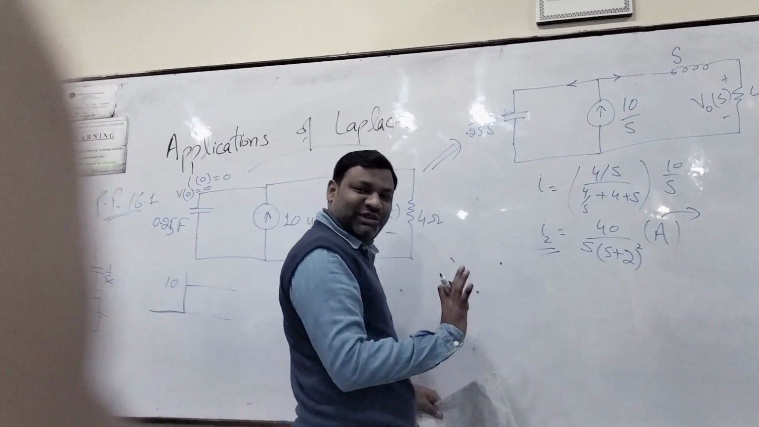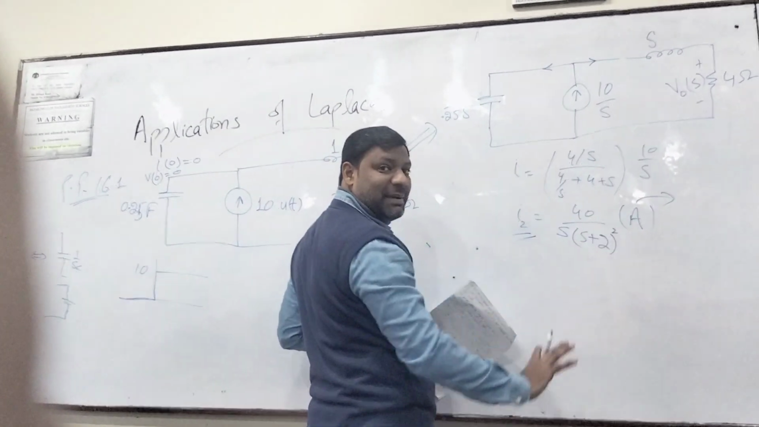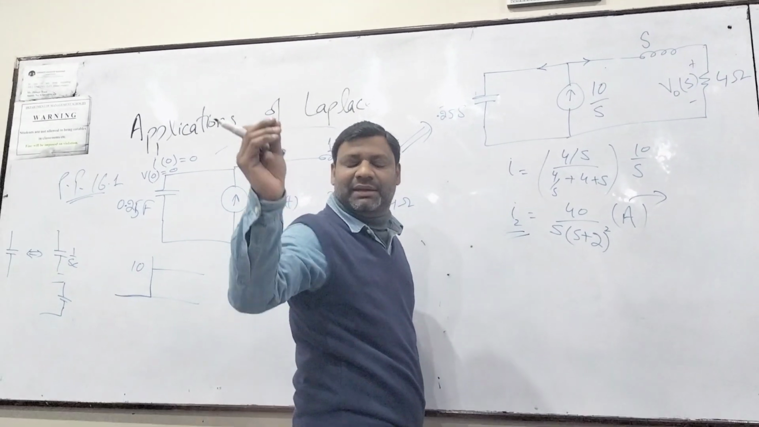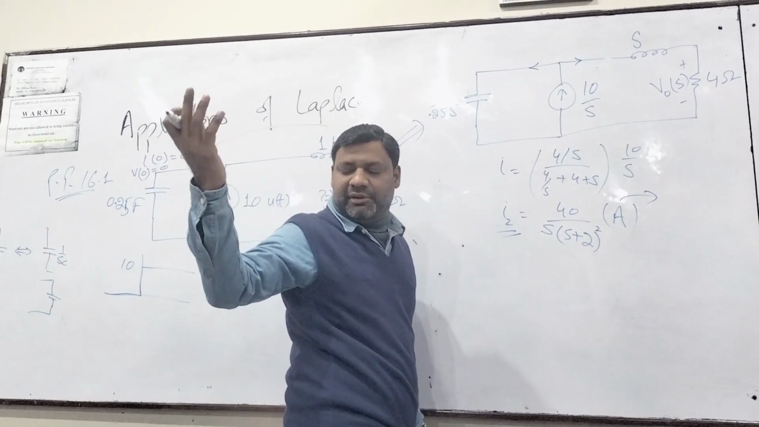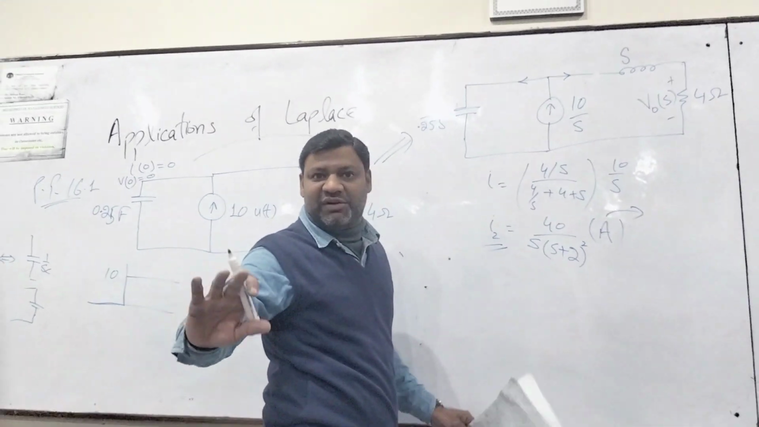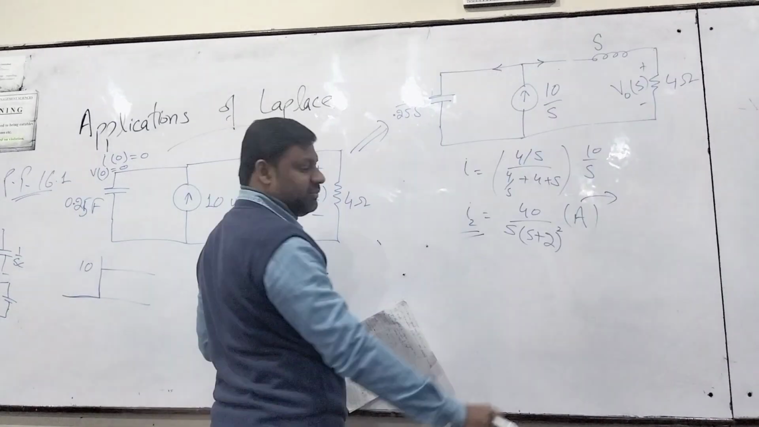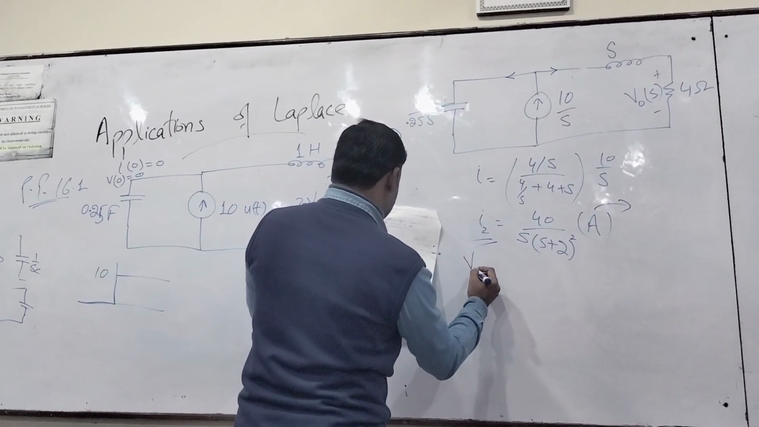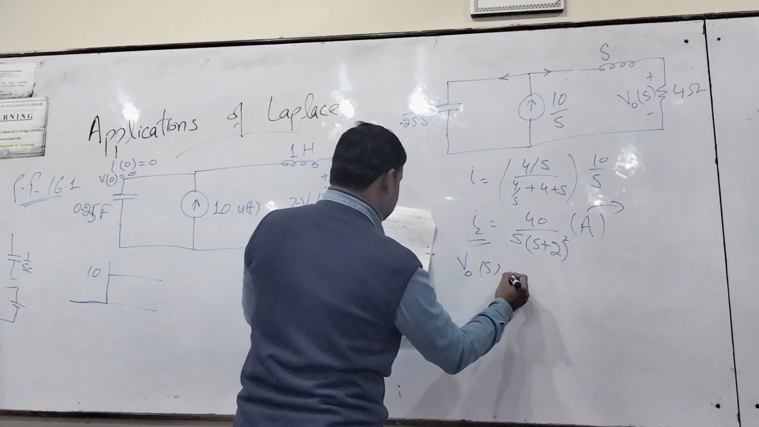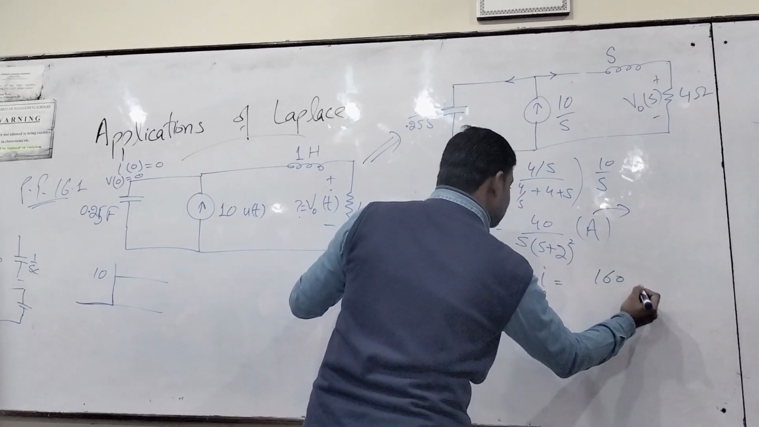Rest of the thing is okay. When you solve this by applying current divider, nodal analysis, or voltage divider, whatever method you have suggested, inshallah you will come up with this current, and the voltage will be 4 times I2, that is 160 divided by s.